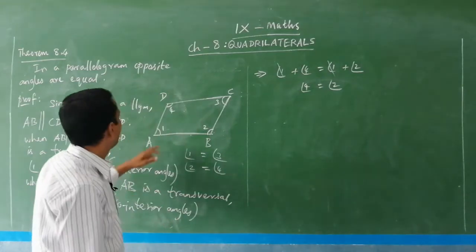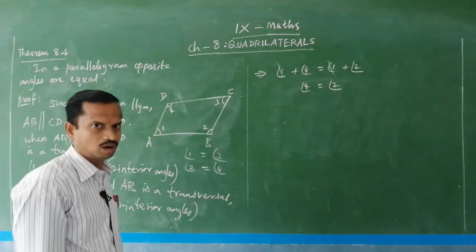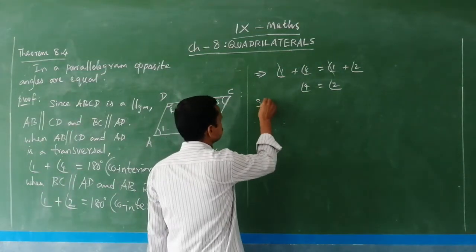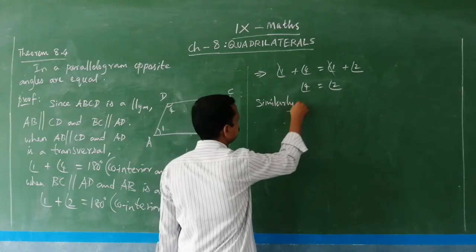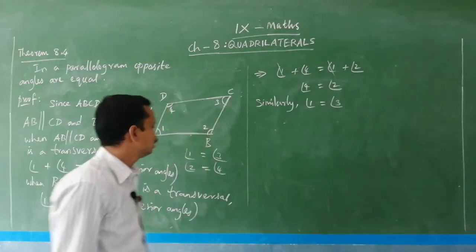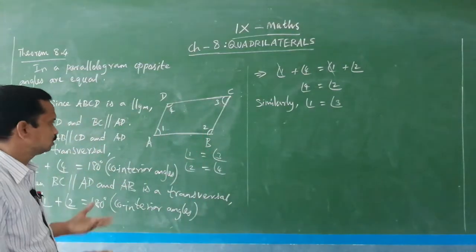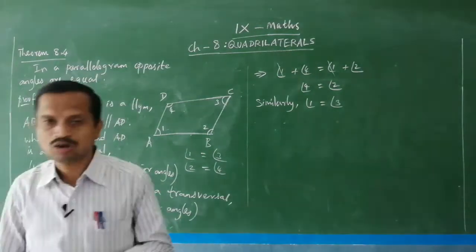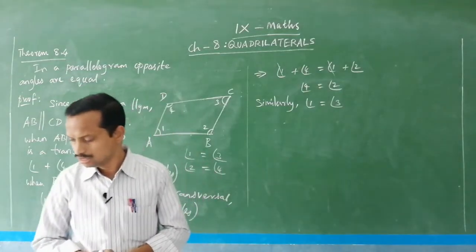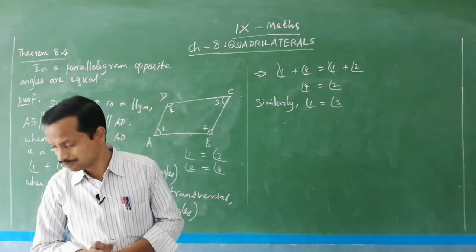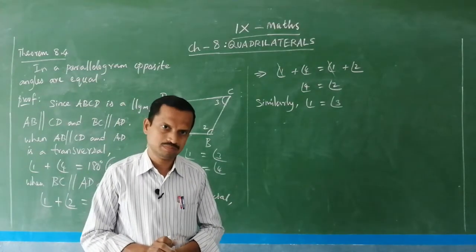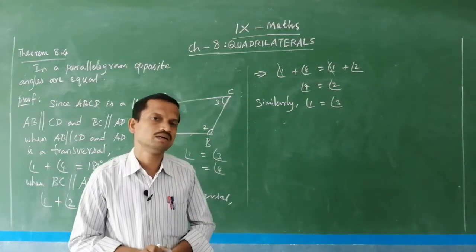You see, angle 4 and angle 2 are what angles? Opposite angles. So, they are equal. Similarly, we can say angle 1 equal to angle 3. So, that is all. The opposite angles are equal, that we have proved. So, similarly, the converse, that is theorem 8.5: in a quadrilateral, if each pair of opposite angles is equal, then that quadrilateral is a parallelogram. So, that is what it says.